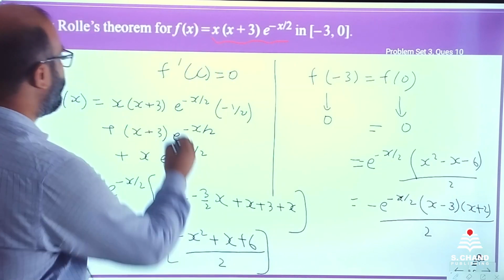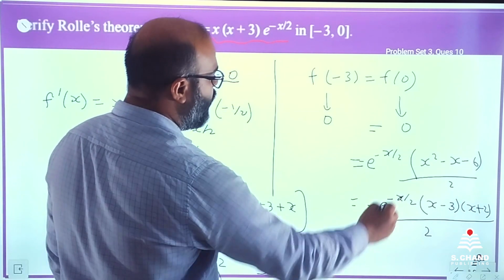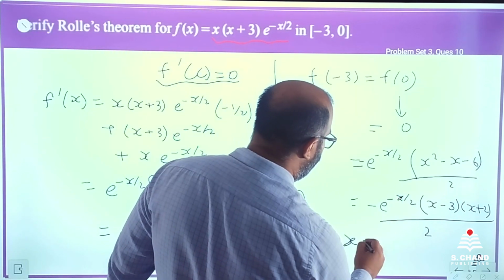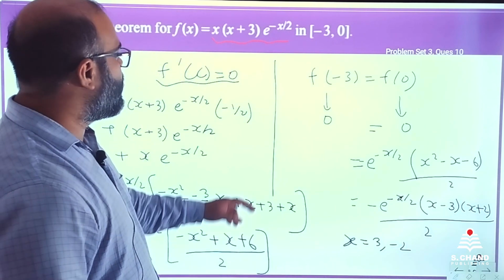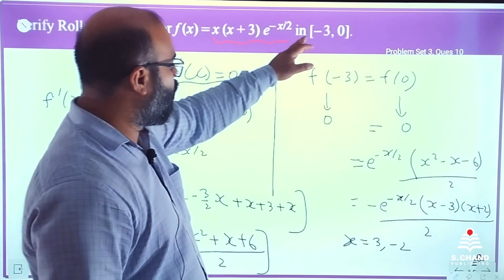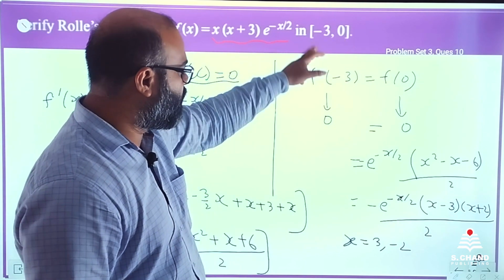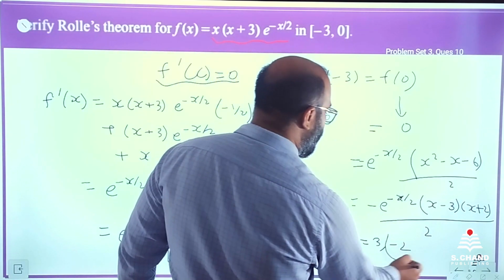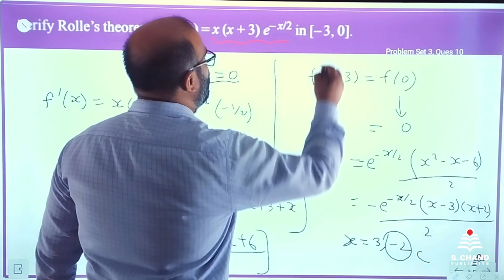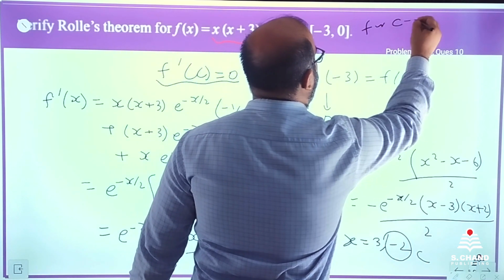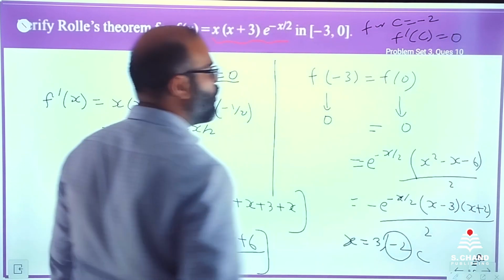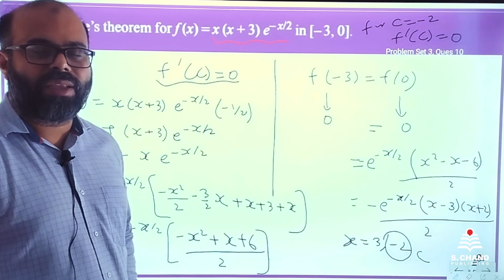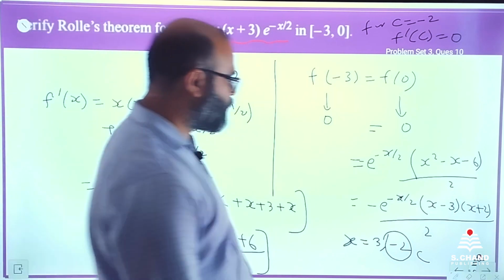Now if you equate it to 0, you will get x equal to 3 and minus 2. So that is the value of c. You cannot take 3 because it is not in this interval, but minus 2 can be taken. So this c is minus 2. So for c equal to minus 2, f dash of c is equal to 0, which means that it is satisfying Rolle's theorem fully.